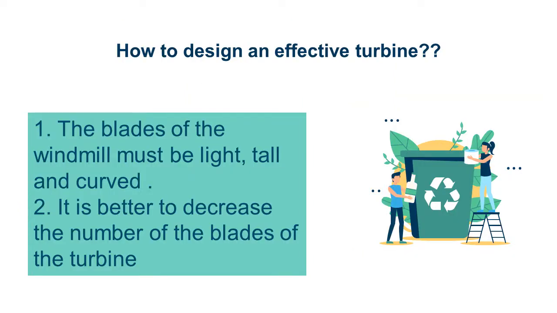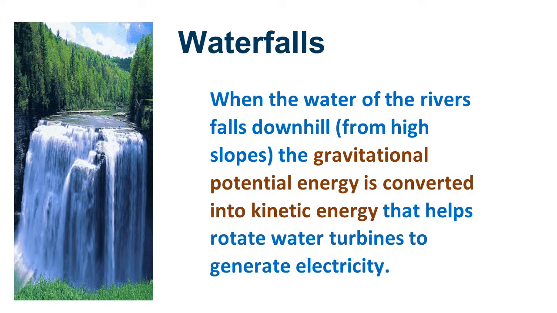How to design an effective turbine? 1. The blades of the windmill must be light, tall, and curved. 2. It is better to decrease the number of the blades of the turbine. Waterfalls. When the water of the river falls down, the gravitational potential energy is converted into kinetic energy that helps rotate water turbines to generate electricity.